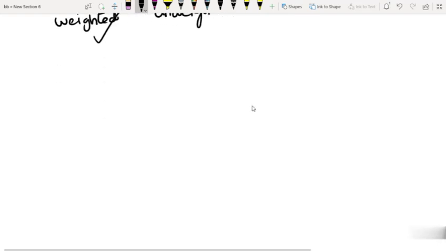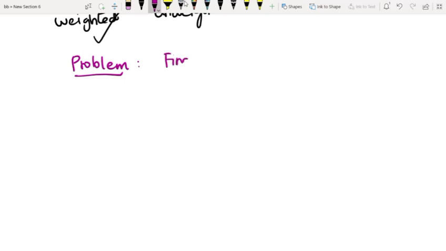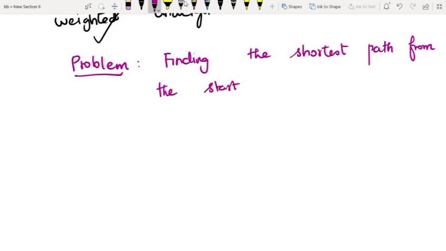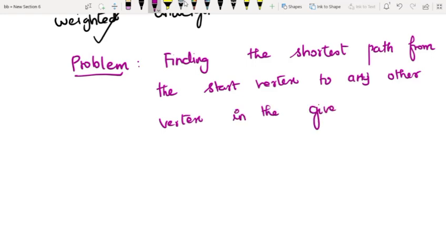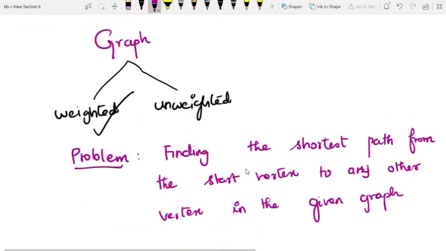Okay, and so what is the problem exactly? The problem is finding the shortest path from the start vertex or starting vertex to any other vertex in the given graph. So let me explain the problem first. After that, I'll tell you how Dijkstra's algorithm solves that particular problem.